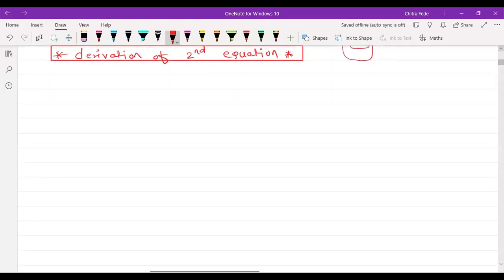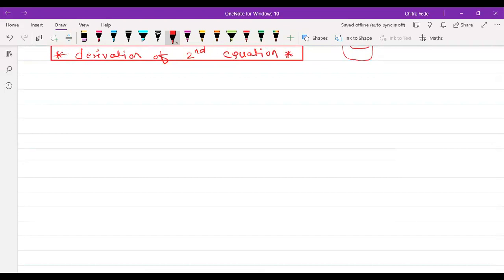Sir, is velocity and speed the same thing? Velocity and speed, if both are taking place in the same direction, in a straight line path, then yes, both are the same. But if the path is not straight, they are different. Okay, sir.